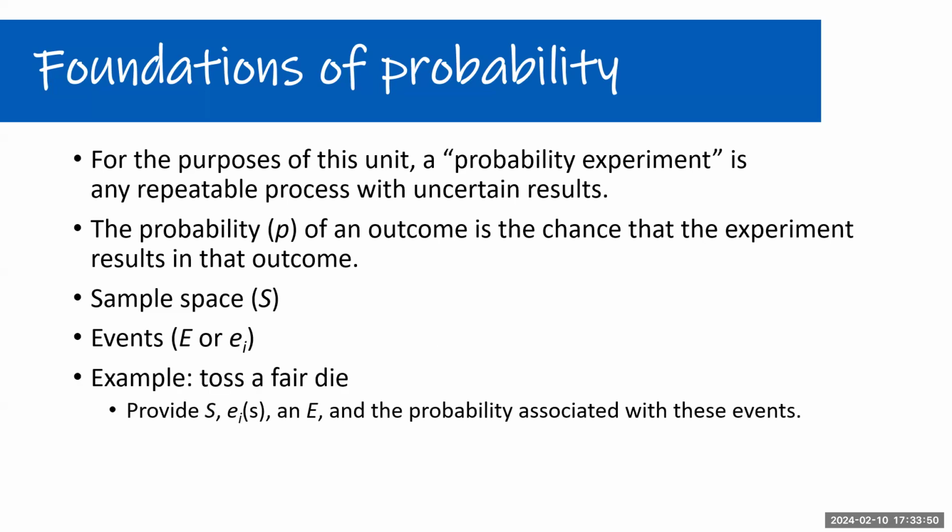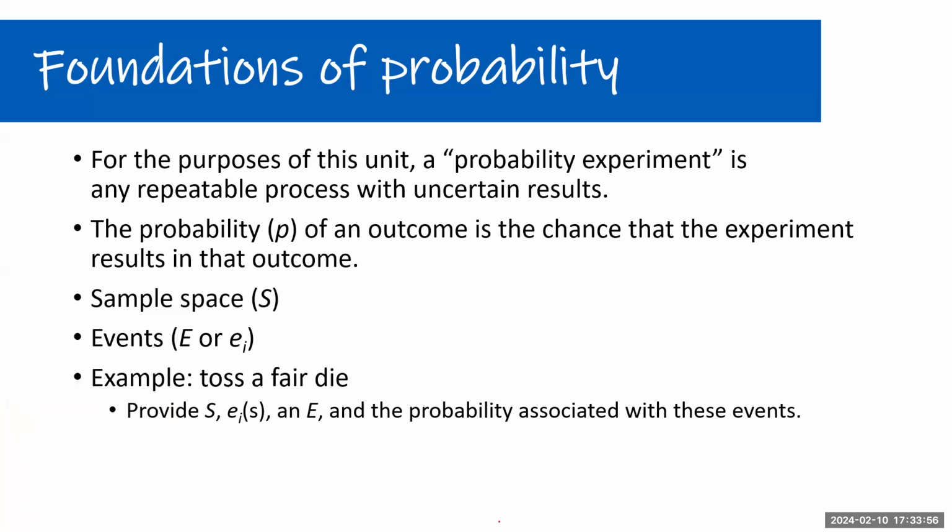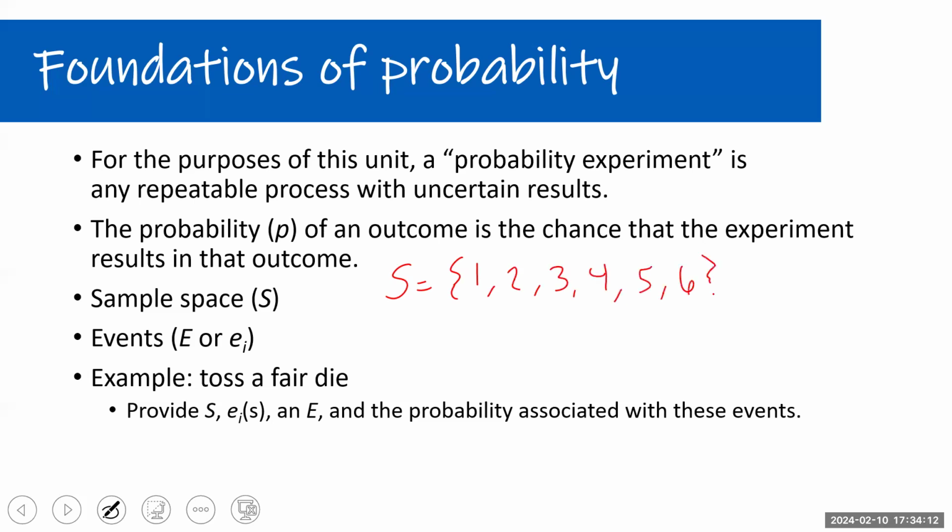Okay, so let's talk about some examples here. Let's say that I toss a fair die. Remember that when I toss a fair die, what can I get? That is my sample space. My sample space is going to be a listing of all my possible outcomes. So I could get a 1, a 2, a 3, a 4, a 5, or a 6. Those are going to be my possible outcomes.